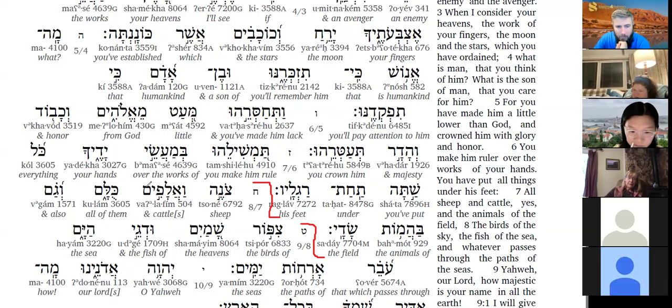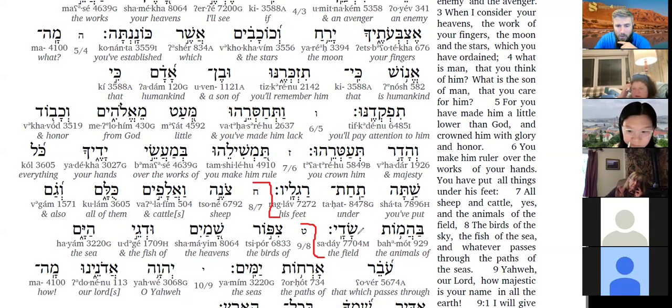Tzoneh va'alafim, whether it's sheep. Va'alafim: elef means 1,000, aluf would be a chief. Alafim are cattle. Remember the word aleph in Semitic languages is originally like an ox head. So here we have the alafim referring to the oxen, the cattle. Tzoneh va'alafim kulam. I guess we're still talking about the things that God has set under the feet of mankind. The sheep, the cattle, all of them.